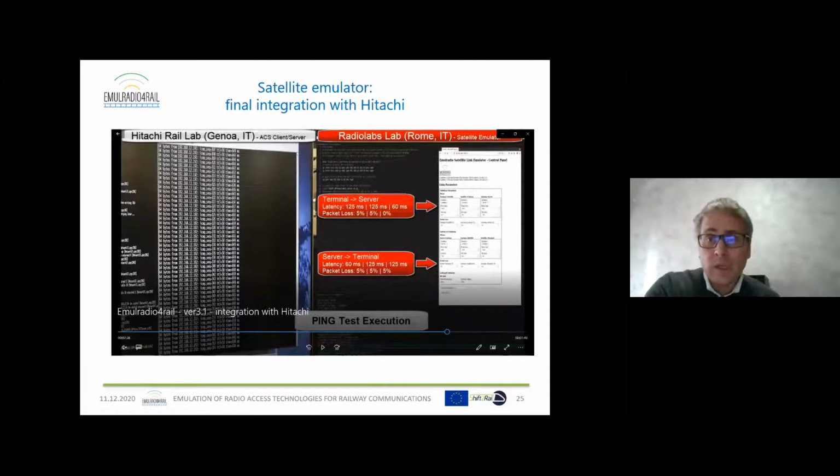on the third virtual router. Here we can see some other values of the latencies and the packet loss of the test configuration we set, and on the left we can see what Hitachi, our industrial partner, was able to see on the screen of the ICS equipment.